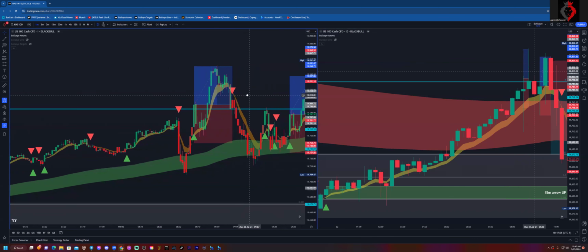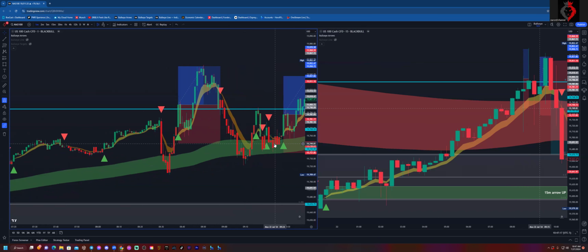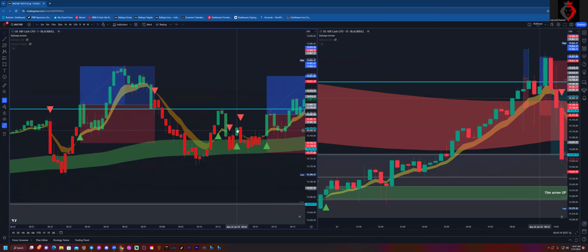But let's keep watching. We like taking entries closer to the cloud. So this is a potential entry here. You can definitely mark that one up right there. 50-point stop, something like that.